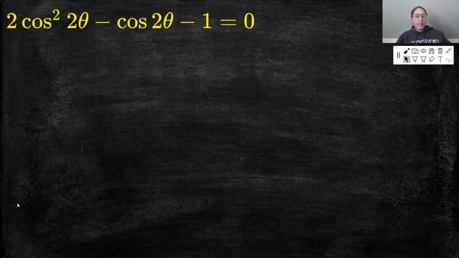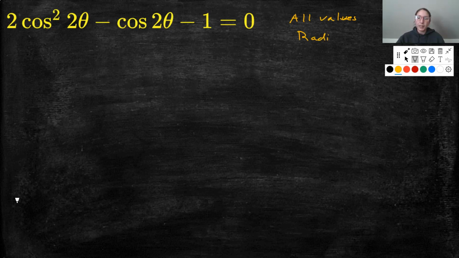So for this example, the last problem, we used some identities. In this problem, we're going to use the quadratic formula for some solving here. So again, I want all values, and I'm going to want them in radians.